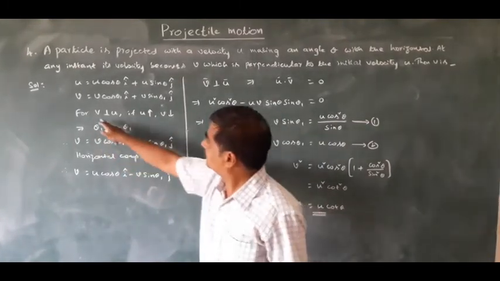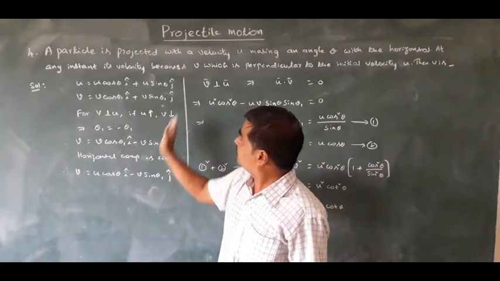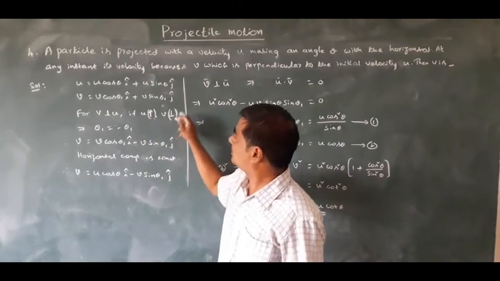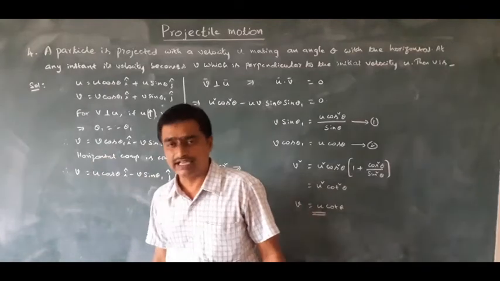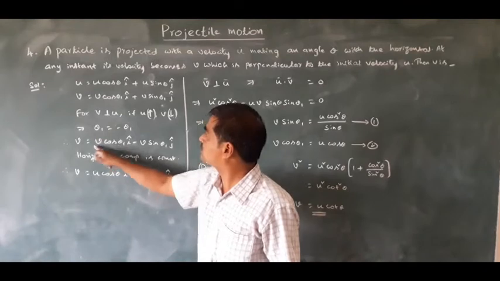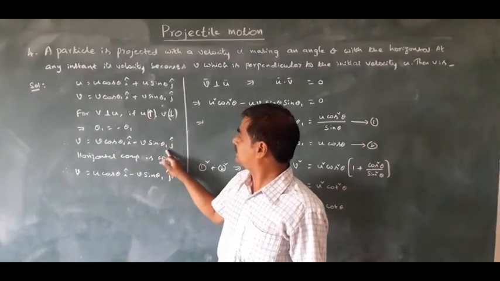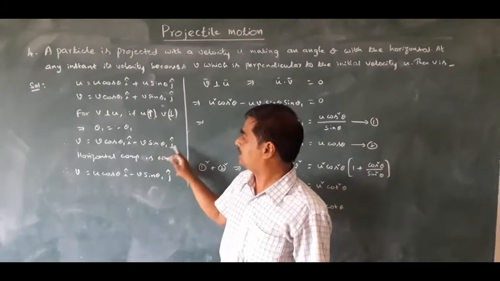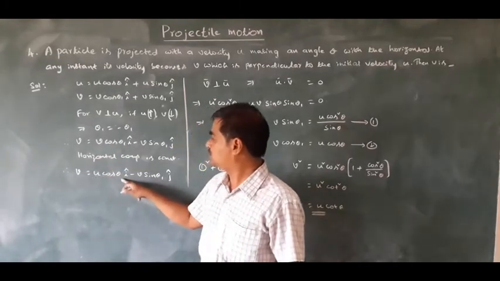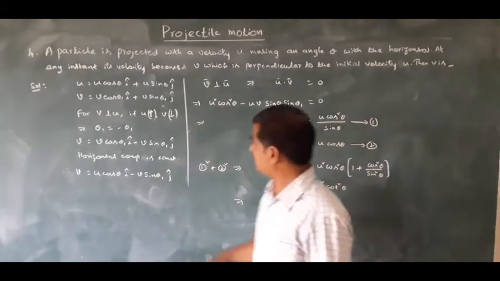That's why, see here, for v perpendicular to u, if u is in the upward direction, not exactly upward, then v is in the downward direction while it is coming. That is, we have to consider a negative value. Theta 1 is equal to minus theta 1. Then if you substitute these values, v cos of minus theta 1 is cos theta 1, and v sin of minus theta 1 is minus v sin theta 1 j. The horizontal component is constant. That's why this horizontal component is u cos theta i minus v sin theta 1 j. This is the final expression.